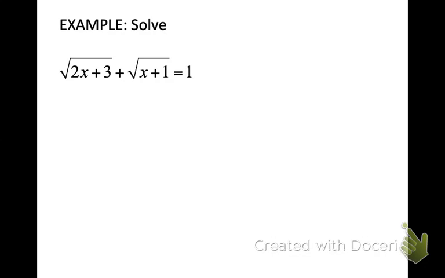The square root of 2x plus 3 plus the square root of x plus 1 equals 1.